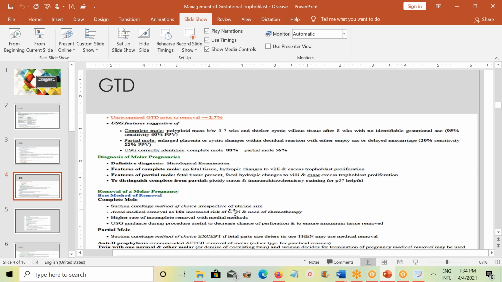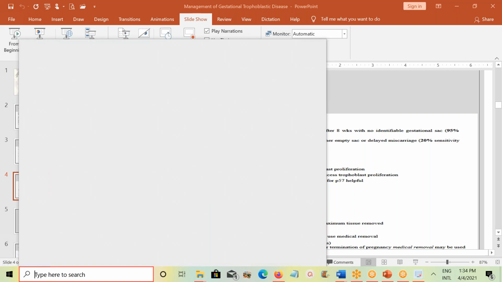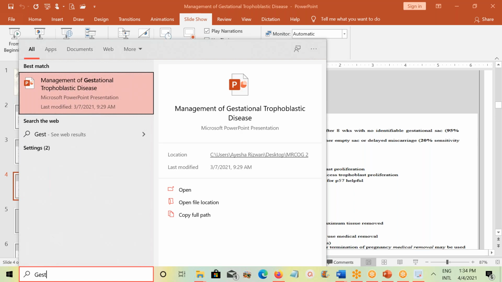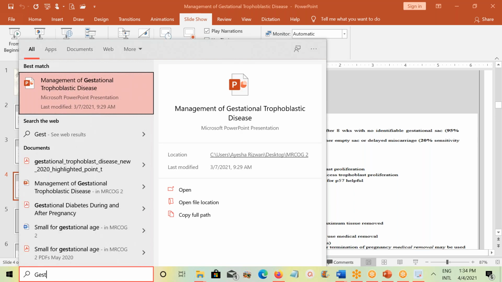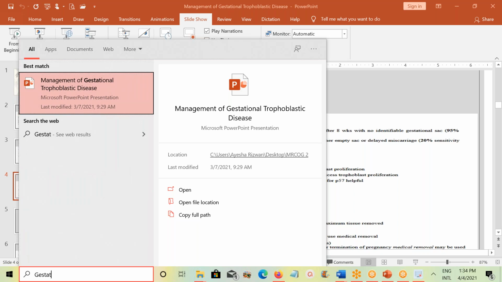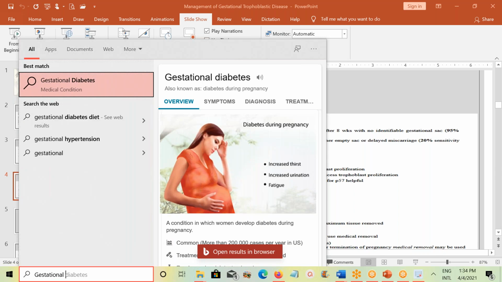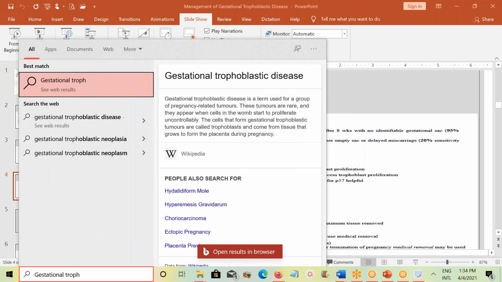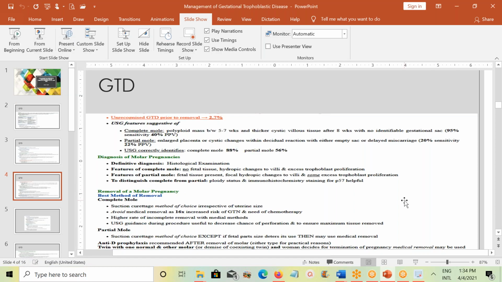So then the partial mole. In the partial mole, which method do you think can be used? Again, suction evacuation. Why suction evacuation? Why don't we want to do sharp curettage? Because of the dissemination of the trophoblastic tissue, which can go into the blood. Yes, that is the problem, so we don't want to have this problem. That's why we will not offer sharp curettage.